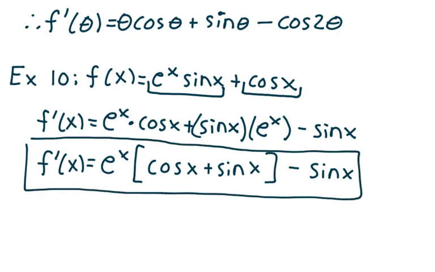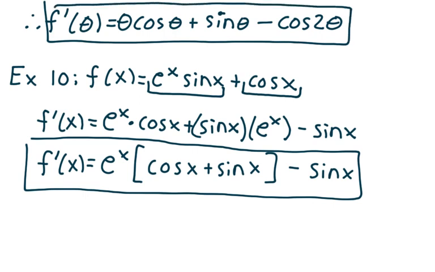And then incidentally, f prime of theta is theta cosine theta plus sine theta minus cosine 2 theta. That's the answer to example 9.